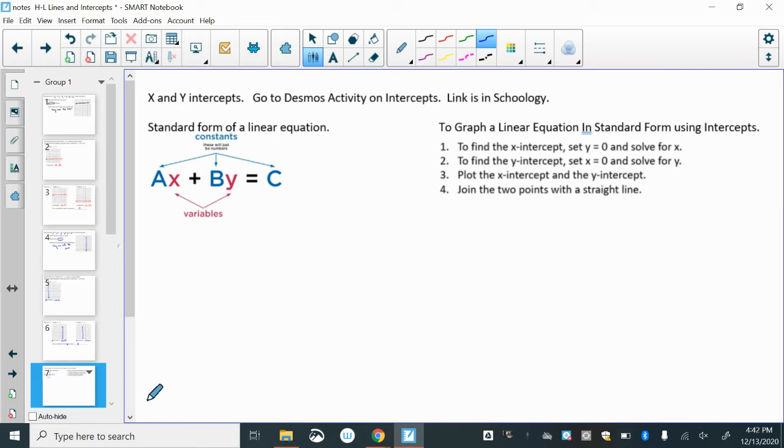For x and y intercepts, we're going to do a Desmos activity in class. You still have access to that, so please feel free to go ahead and do that.